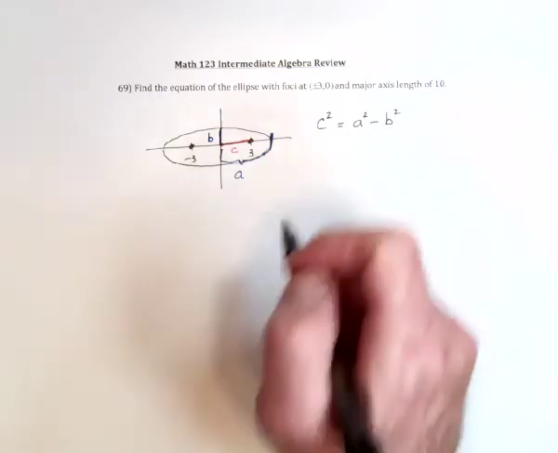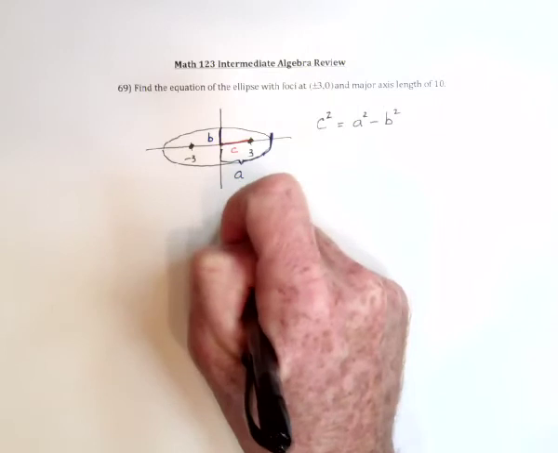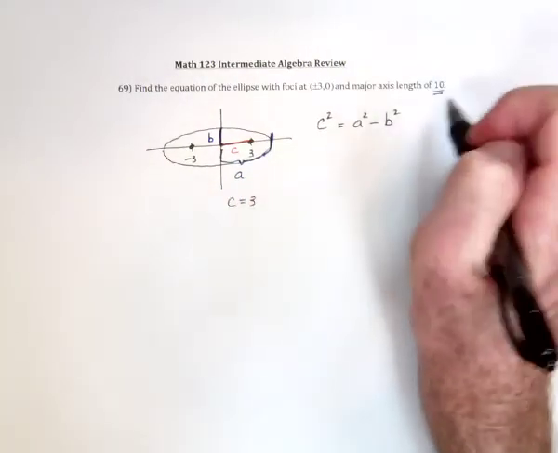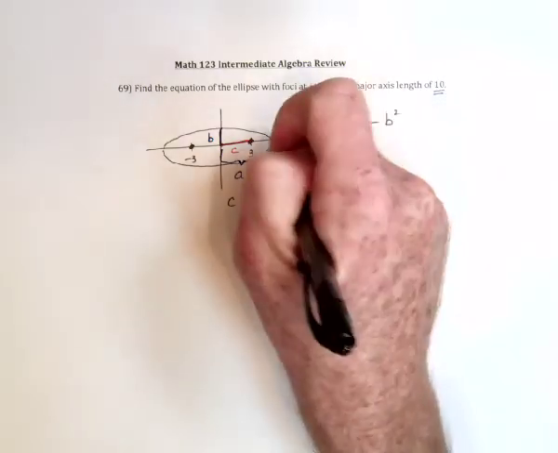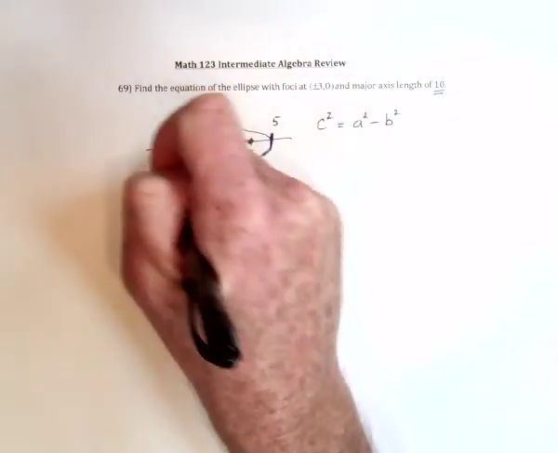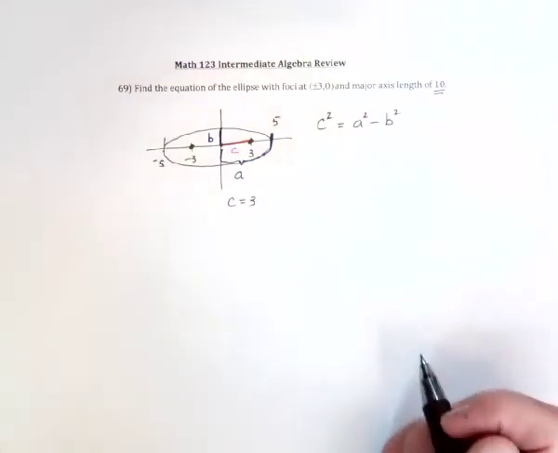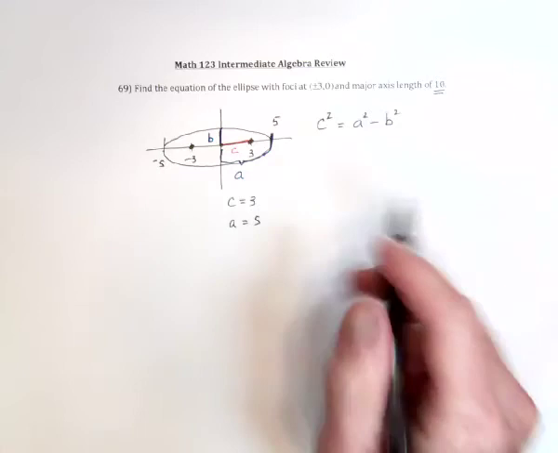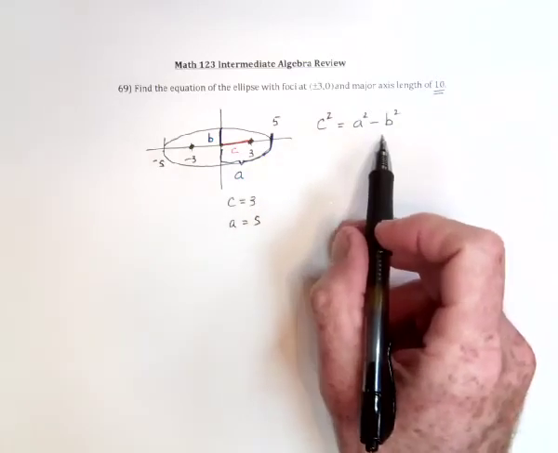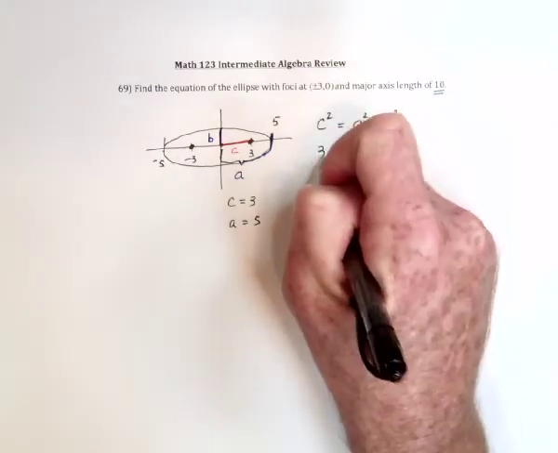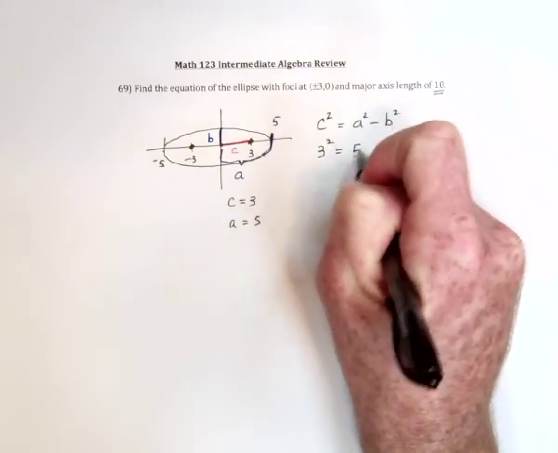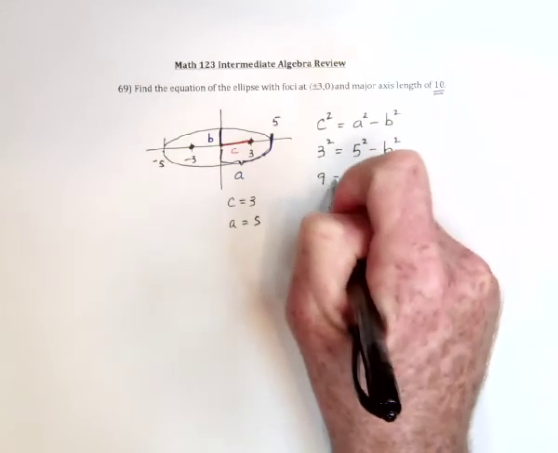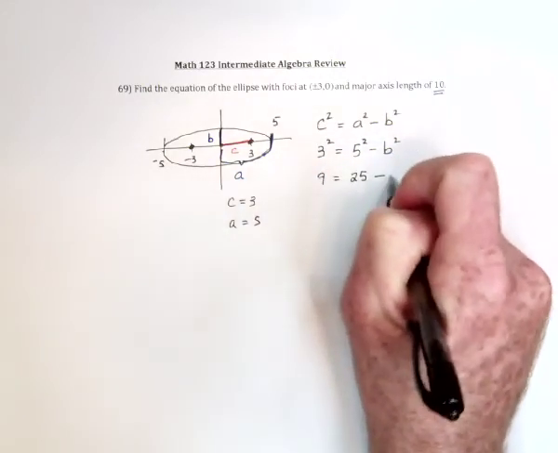Okay, so in this case, we've got that the C is equal to 3. We haven't used this information yet, that the major axis has a length of 10. That means it's going from 5 to negative 5. That means that A is equal to 5. And then we could use this formula to find out what the B is. So C squared equals A squared minus B squared. So 9 equals 25 minus B squared.